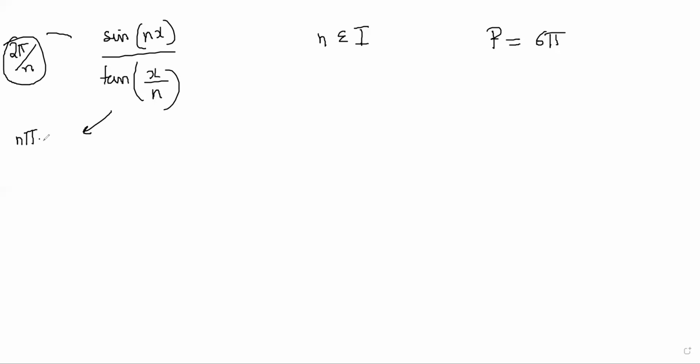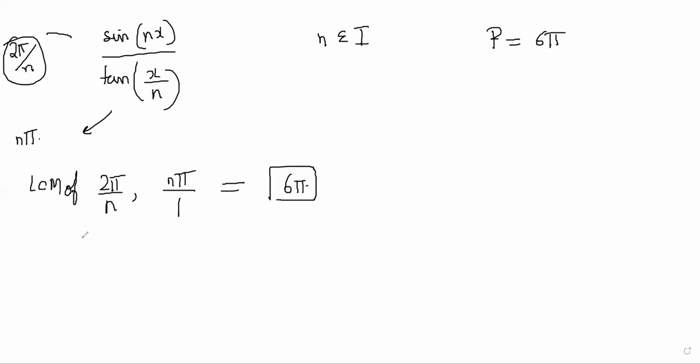Combined period of the function is 6 pi apparently. So let's take the LCM of these two: LCM of 2 pi by n and n pi by 1 is equal to 6 pi apparently, right?